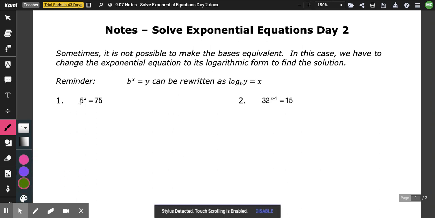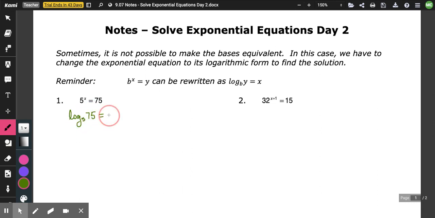So for this first one, we've got 5 to the power x equals 75. First thing I would always try is to try to make the bases the same. But 75 cannot be written as 5 to a power, and 5 can't be written as anything else to a power. So this one, I'm just going to change it to its logarithmic form. So this would be log base 5 of 75 equals x. Now that would be an exact answer.